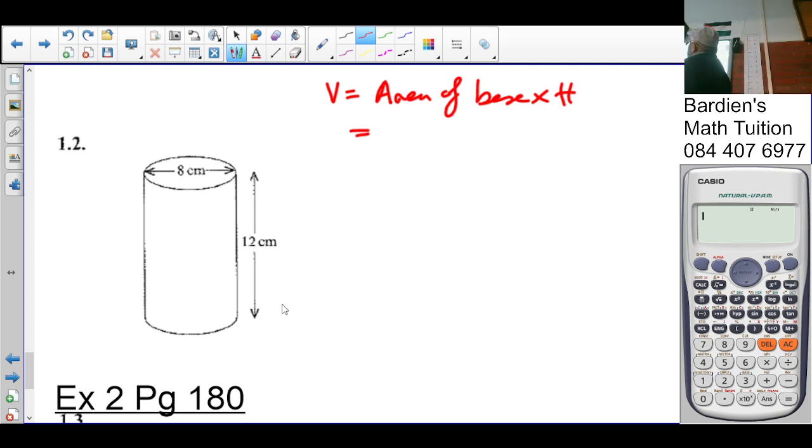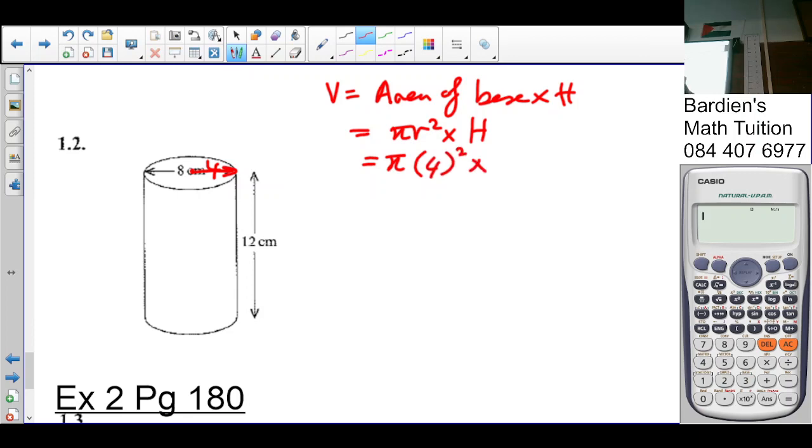Okay. So how do you calculate the area of a circle? Pi r squared times the depth of the object. Pi, what's the radius? If the diameter is 8, the radius has to be 4. So it's 4 squared, which is 16, times 12. So 16 times 12 is 192. 192 pi.